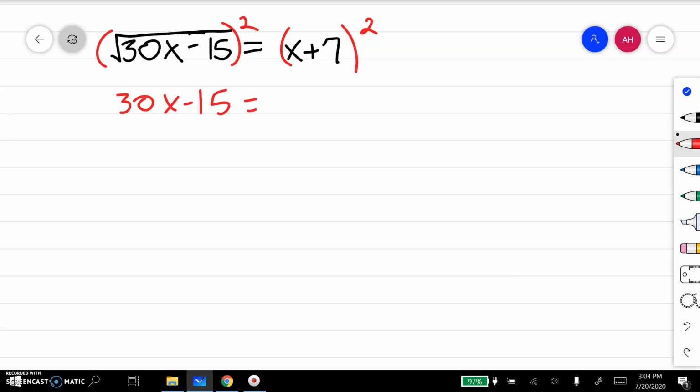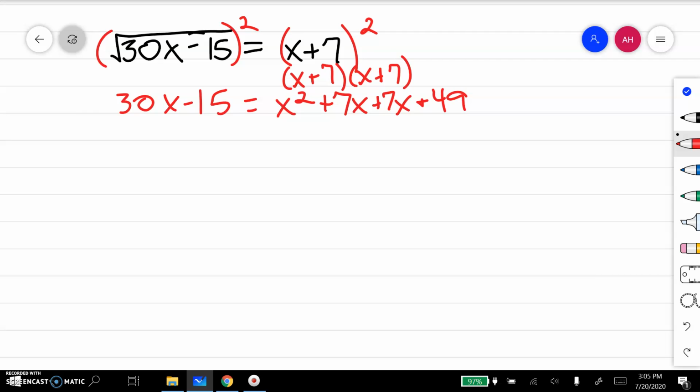On the right side, we have to square this out, and remember that that means x plus 7 times x plus 7. So we need to FOIL that. So I'm going to go ahead and do that. We have x times x is x squared. X times 7 for the outside is 7x. The inside is also 7x. And then we have last, 7 times 7, we get 49.